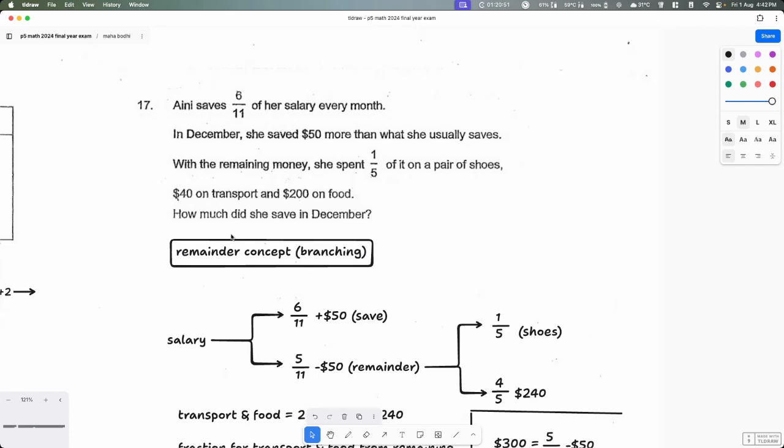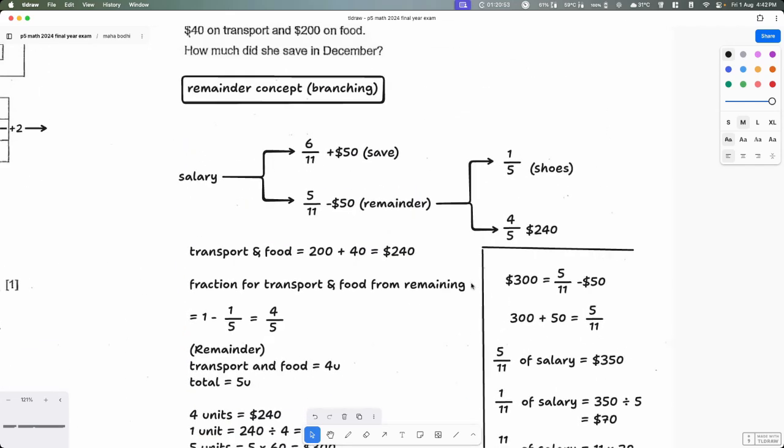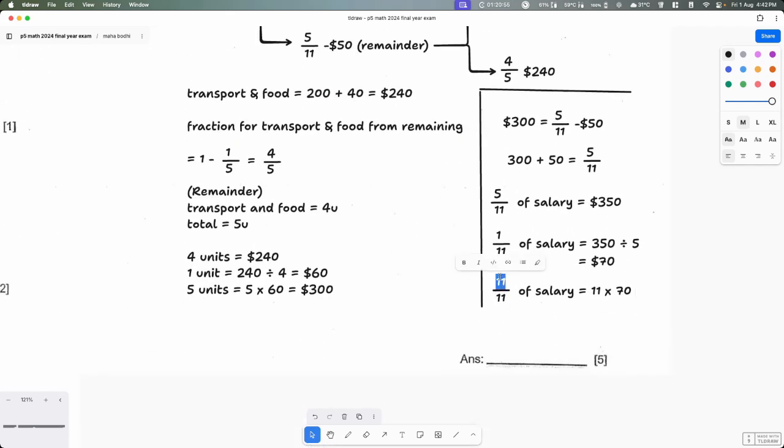So how much did she save? 6/11 of the salary is equal to 6 times 70, and this is equal to $420.